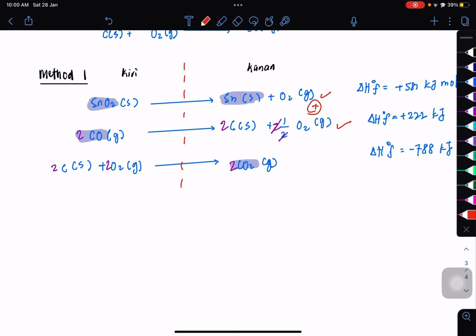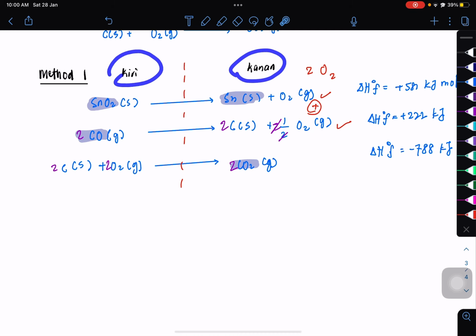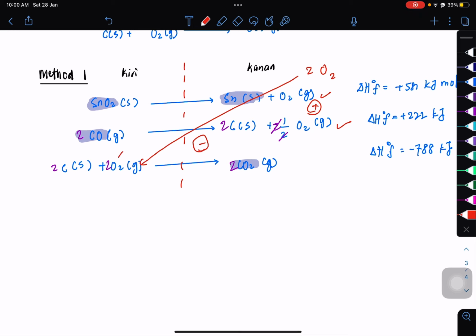So dekat sebelah kanan kita ada 2 oksigen. Okay, you ada 2 oksigen. Okay, nampak lagi sebelah kiri. Sebelah kiri pun you ada 2 oksigen. Kan saya cakap kalau side yang berbeza, tolak. You tolak, jadi kosong. Dah tak ada dah oksigen. Okay, macam tu. So yang ni you tambah je jadi 2 oksigen. Faham tak? Macam ni. Okay.